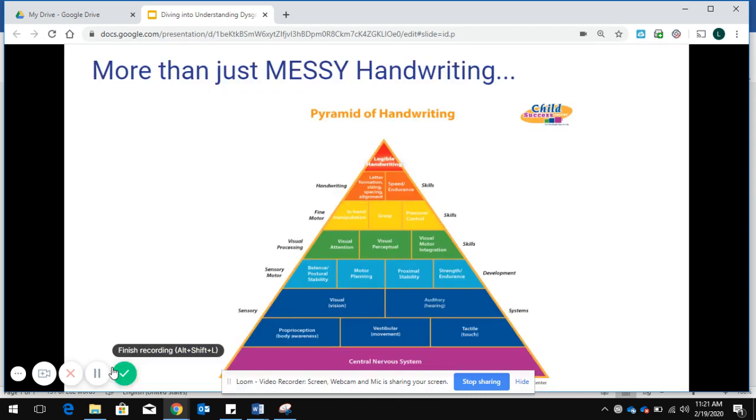Dysgraphia is definitely more than just messy handwriting. Handwriting is a very complex process. In order to produce legible handwriting, specific skills and processes are needed. This visual illustrates the processes that handwriting entails. As we go through this presentation, you will gain a better understanding of how these processes explain the struggles of students with dysgraphia.